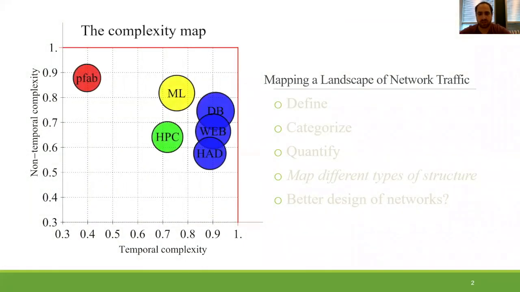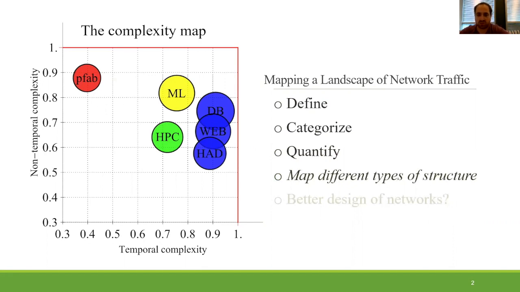Let me start with the main question that we try to answer in this paper. How to define, categorize, and quantify the structure inside the traffic traces from different networks. To answer this, we use information theory and present trace complexity and the complexity map, which you can see here. In this example of the complexity map, we show traces from a Facebook data center, a high-performance computing app, and a machine learning application. We believe that understanding the structure found inside the traffic traces and network traffic will help us design better networks in the future.